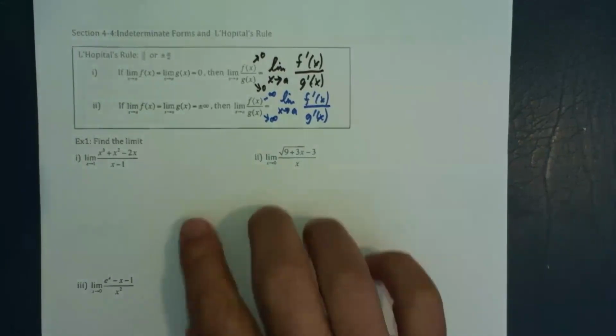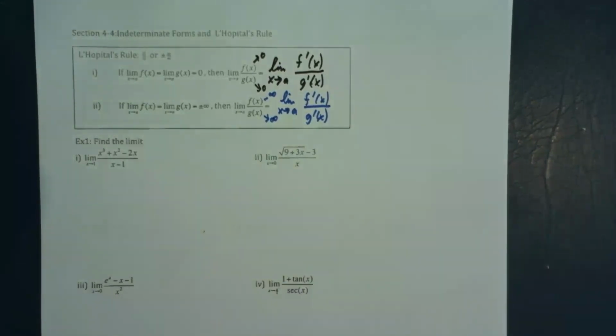All right. So find the limit. Now, it has to be one of these two. It has to be 0 over 0 or infinity over infinity. And we can apply the rule numerous times if we need to, which is cool.